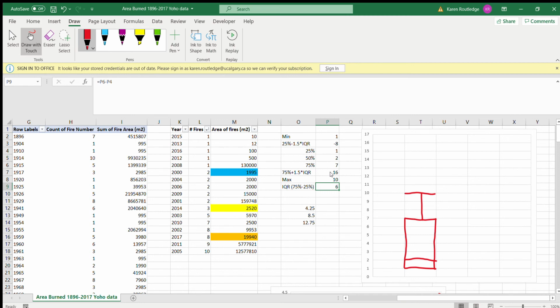Similarly, even though we had a value that was at 16, our data does not extend past a value of 10, so it really wouldn't make sense to have anything in our plot that goes beyond the range of our data. That really just would not make sense. So in this case, the whisker stops at 10 and we don't have anything else. That is our box plot, our box and whisker plot for this data set.